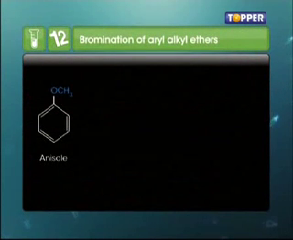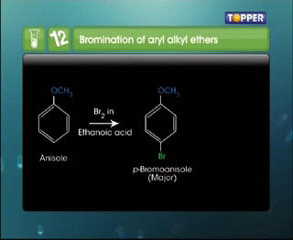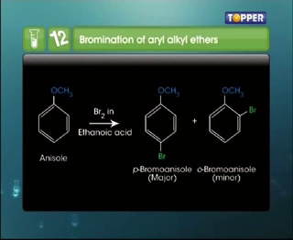For example, anisole undergoes bromination with Br2 in ethanoic acid even in absence of iron(III) bromide catalyst. In this reaction, para-bromoanisole and ortho-bromoanisole are formed. The para-isomer is obtained in 90% yield.